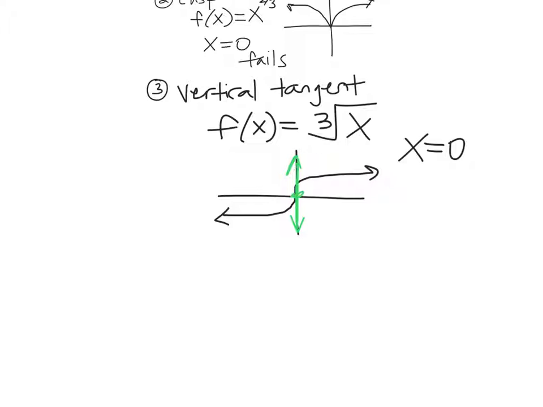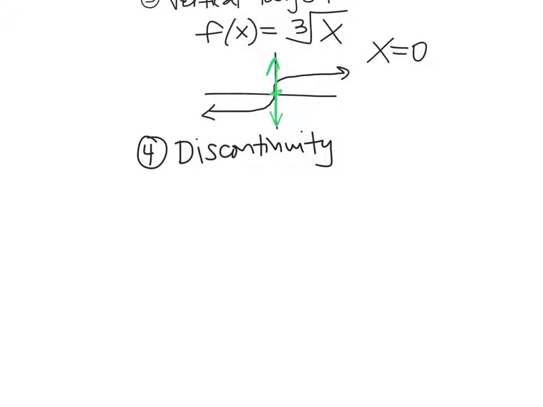All right, number 4. And then the last way that something will not have a derivative at a point, if it's not differentiable, would be a discontinuity. Any of your discontinuities. If there's a hole in the graph, there's no derivative there because there's not even a point there. If you have an infinite discontinuity, or a jump.